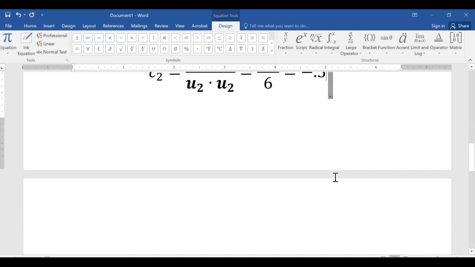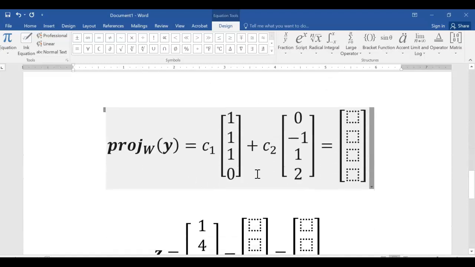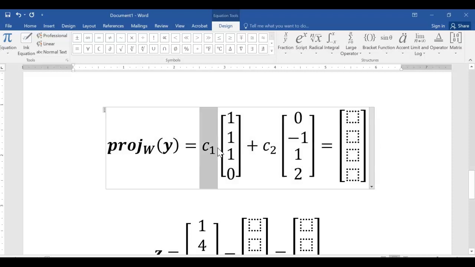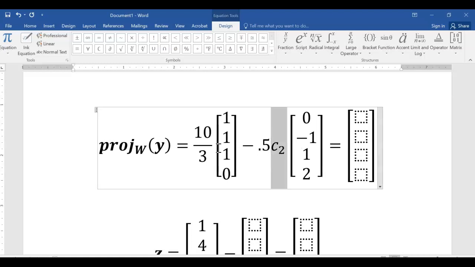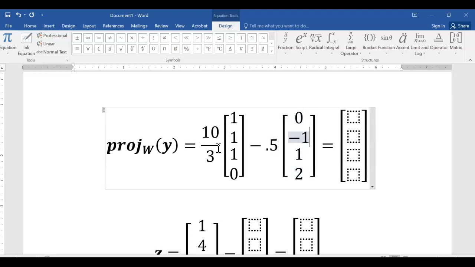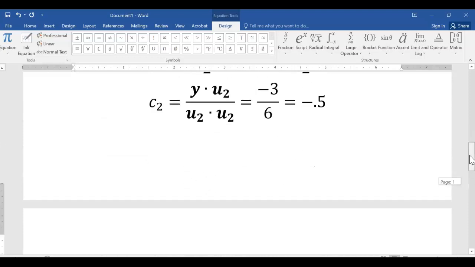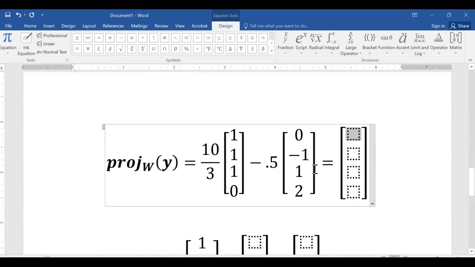So my projection of y onto w is 10/3 times 1110 plus a negative 0.5 times 0, negative 1, 1, 2. All right, and then we just figure out what that is. 10 thirds times 1 minus 0.5 times 0. Let me double check that I got the right vector there. Yep.